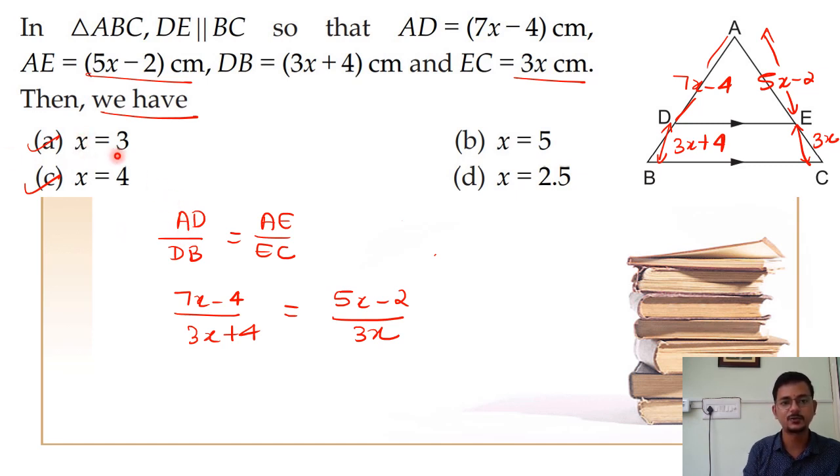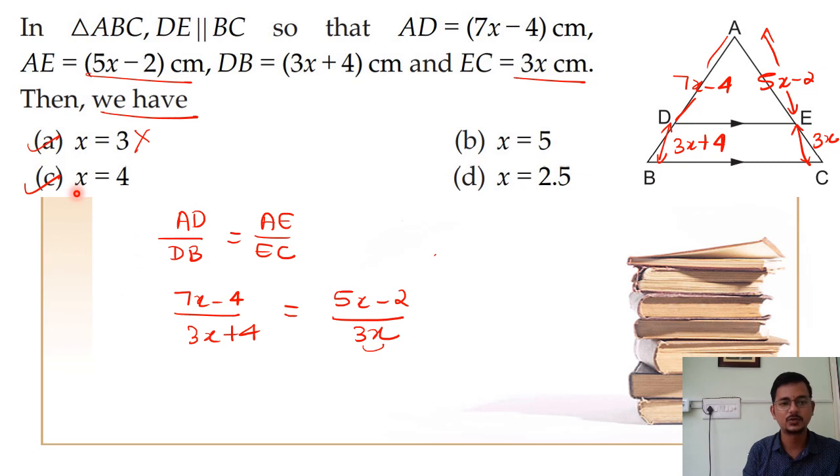So first we choose x equal to 3. If I put x equal to 3 here, 7 threes are 21, 21 minus 4 gives 17, and 3 threes are 9 plus 4 is 13, so this gives 17 by 13. On the right side, 5 threes are 15, 15 minus 2 gives you 13, and here if you put x equal to 3, this gives 9. So left hand side and right hand side are not equal, so x equal to 3 is not the right answer. So we'll take option number C.